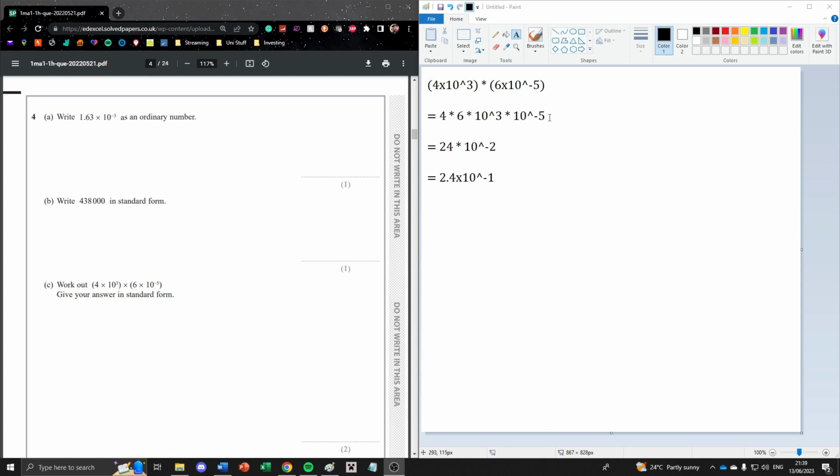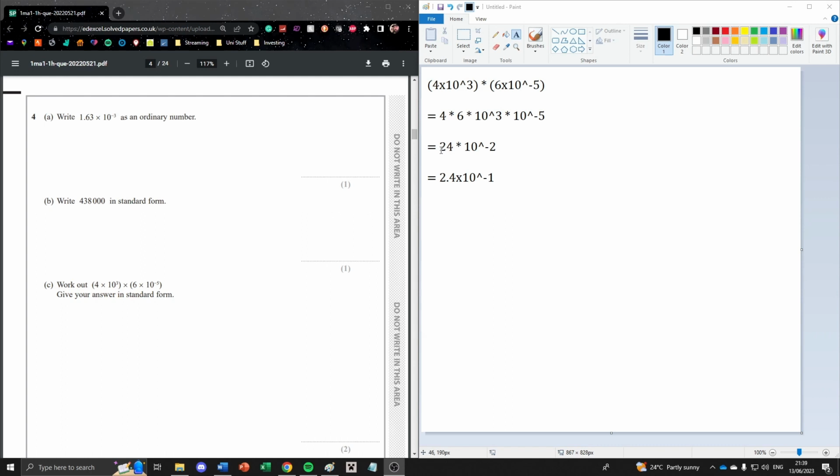Bring it all together in the end and get the right answer. So of course 4 times 6 equals 24, and using our indices rules, 10 to the power of 3 times 10 to the power of minus 5, we add the powers, so we get 10 to the power of minus 2. Finally, we remember that for standard form numbers, we need our first term to be between 1 and 10.